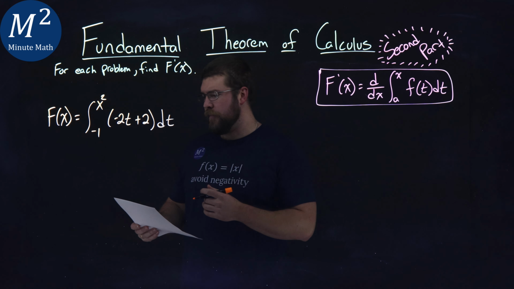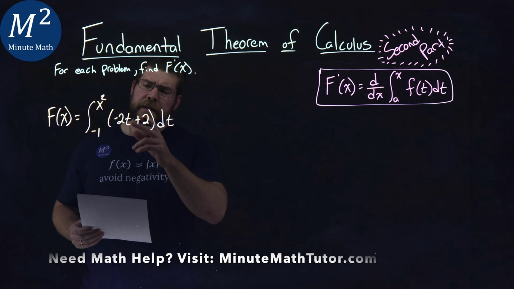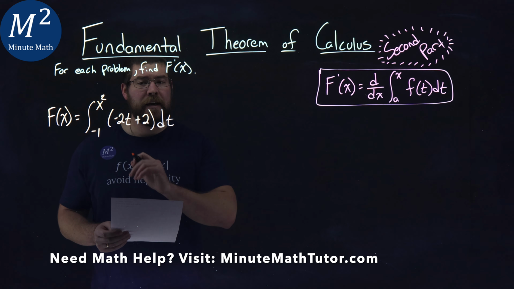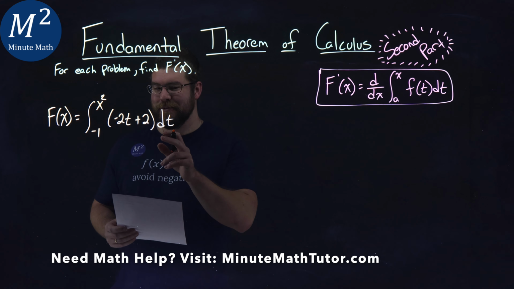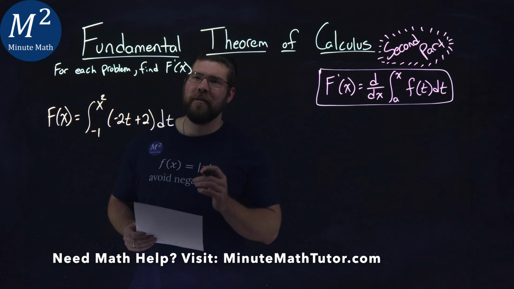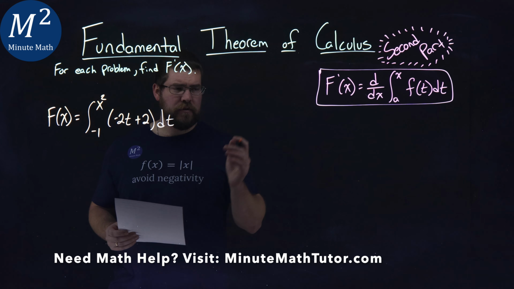We're given this problem right here. F of x is equal to the integral from -1 to x squared of -2t plus 2 dt, and we need to find f prime of x. So let's use our formula here.